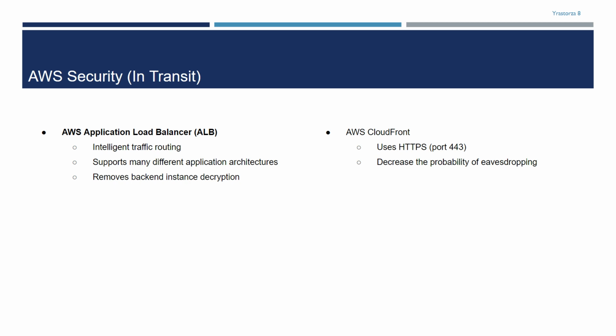And like the ALB and a majority of AWS offerings, it's always using HTTPS. And by using HTTPS, you are reducing the probability of eavesdropping by means of man in the middle. Next slide, please.